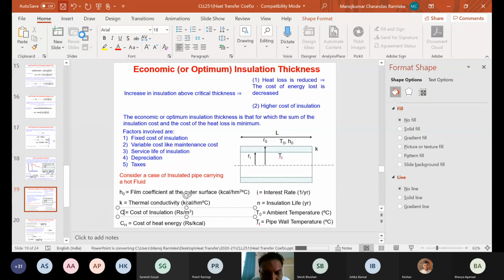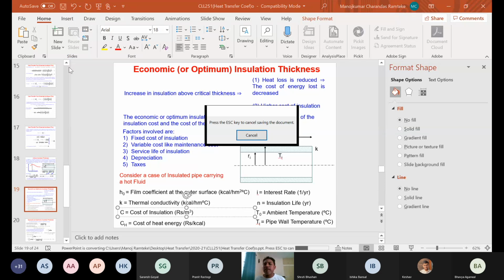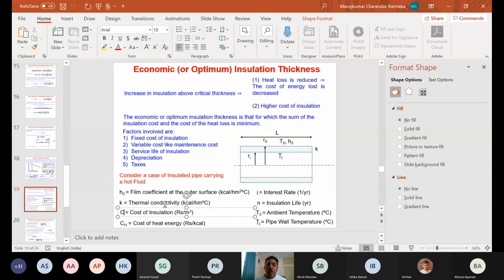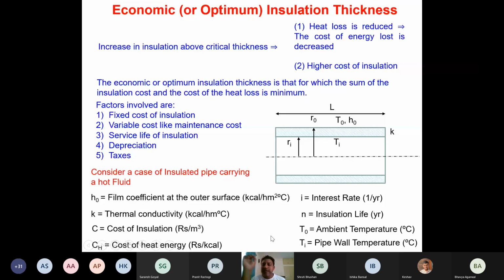CH is the cost of energy. So whenever I am saving some energy, how much that is transformed in terms of money, you can directly obtain by multiplying this cost factor CH to that. I is the interest rate, N is the insulation life, T naught is the ambient temperature, and Ti is the pipe wall temperature.